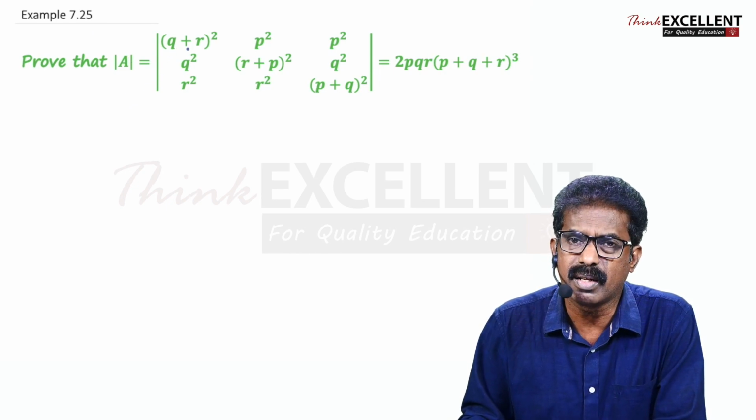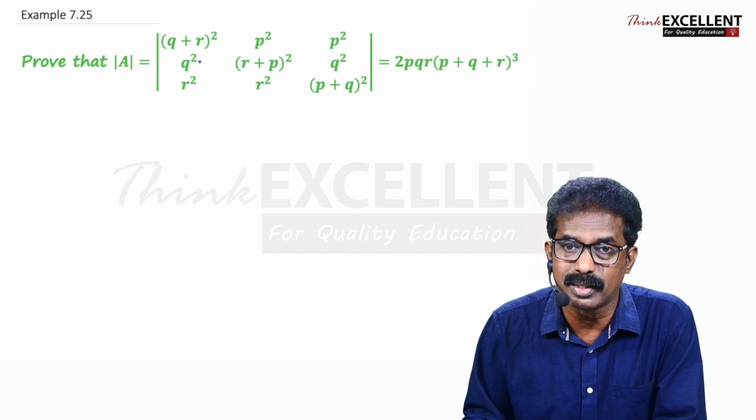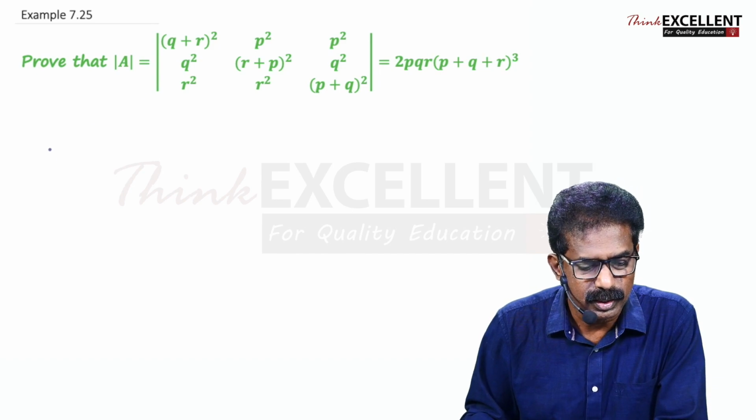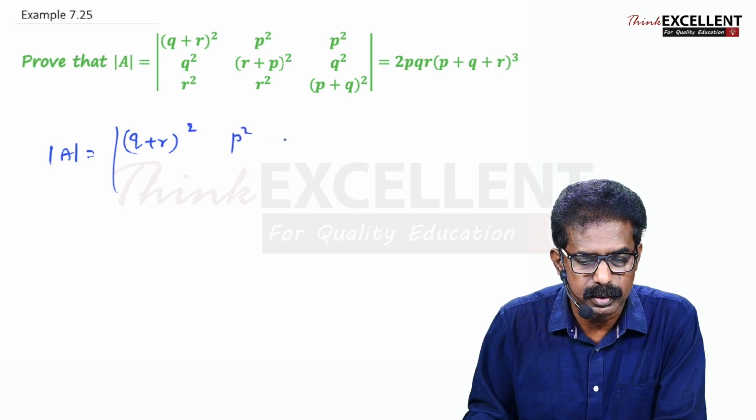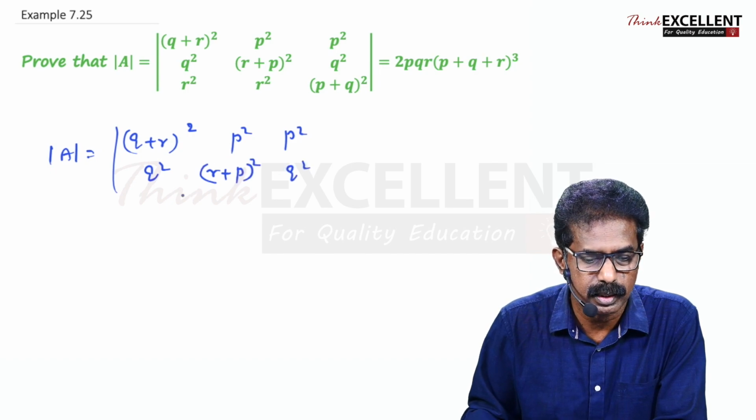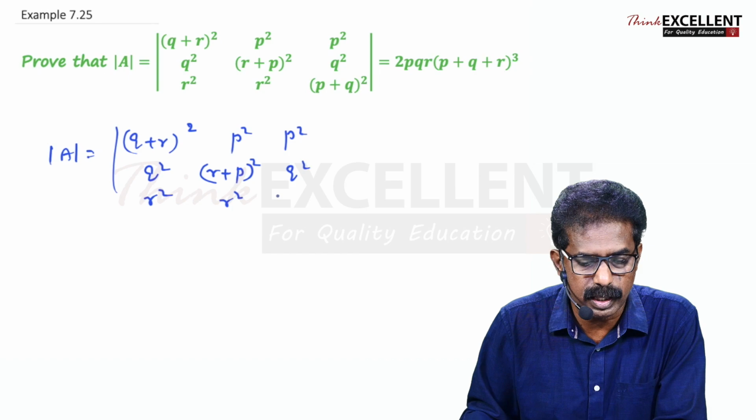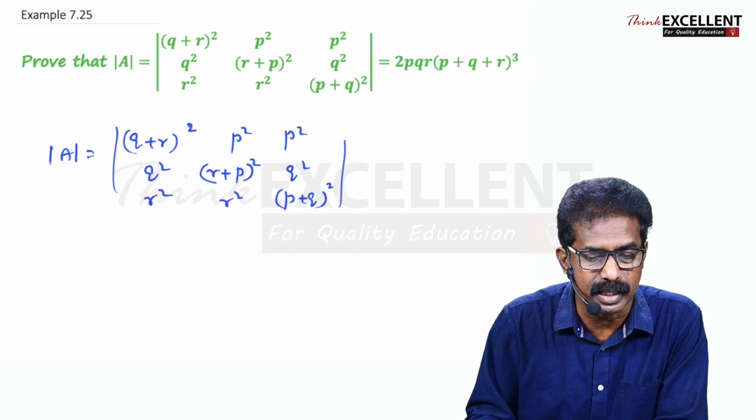Instead of a, b, c, they can use x, y, z, or they can use p, q, r in this question, whatever it is. So determinant A is given. Determinant A is equal to: Q plus R the whole square, P square, P square; Q square, R plus P the whole square, Q square; R square, R square, P plus Q the whole square. Now please see the right side using that.